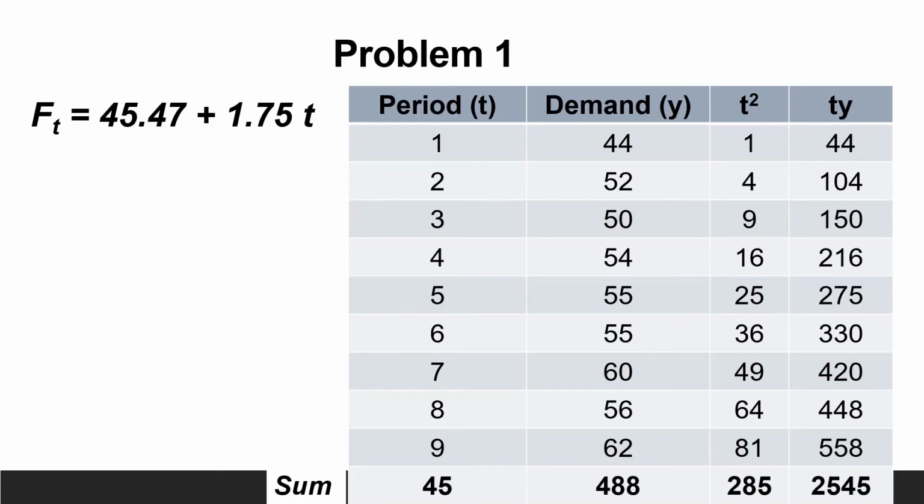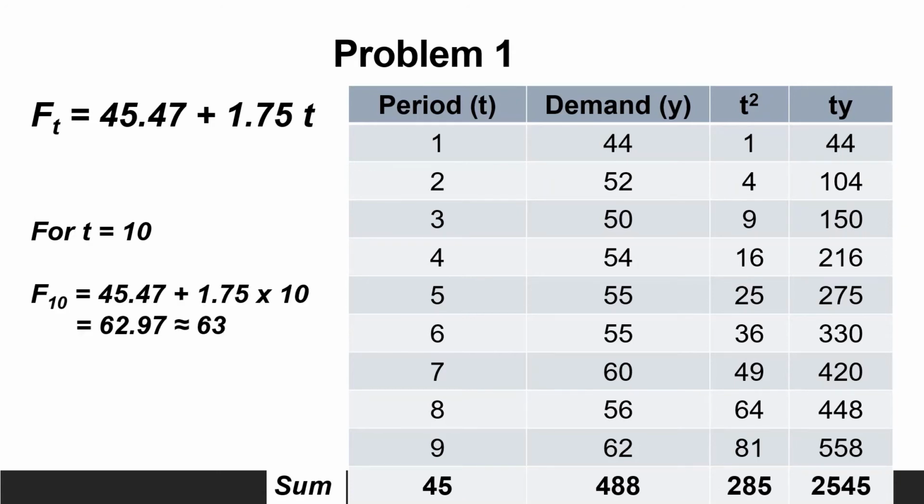Now we can use this equation to calculate the forecast of the coming 2 periods, which are period 10 and 11. To find F10, substitute in the trend equation by t equal 10. So, F10 equals 45.47 plus 1.75 multiplied by 10 equals 62.97, approximately equal to 63. So, the forecast of period 10 is 63. Similarly, F11 equals 45.47 plus 1.75 multiplied by 11 equals 64.72, approximately equal to 65. So, the forecast of period 11 is 65.